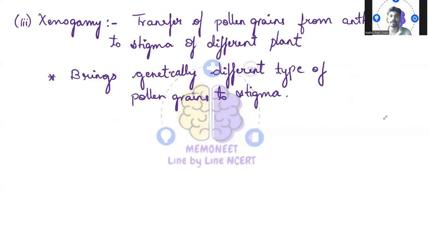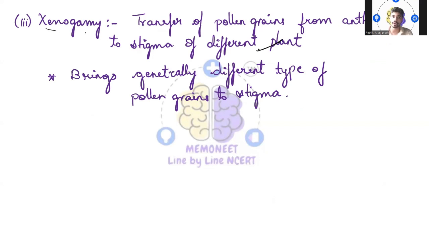So the last one is xenogamy. In xenogamy, there is a transfer of the pollen grains from anther to the stigma, but of different plants. Okay, so they are happening in different plants. So this is going to bring genetically different types of pollen grains to the stigma, because here the pollen grains are transferred from the flower of one plant to another plant. From the anther of one flower of one plant to the stigma of another plant. So that is called xenogamy.